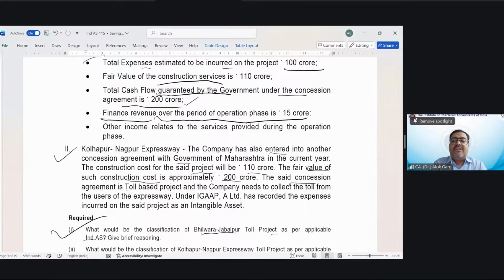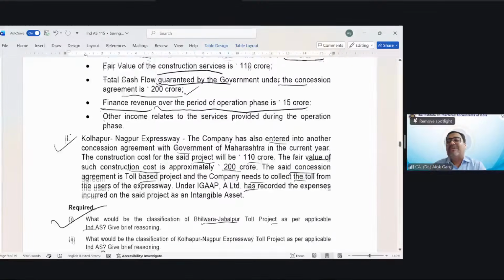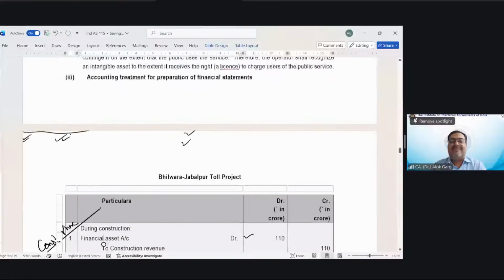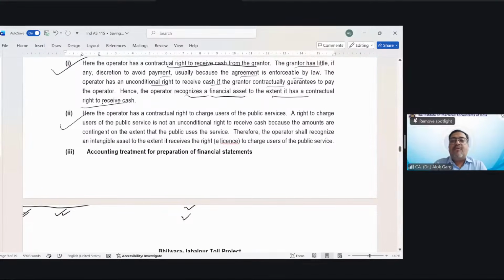The said concession agreement is a toll-based project and the company needs to collect the toll from the users of the expressway. No guarantee. So what is the classification? The classification is intangible asset. Here the operator has a contractual right to charge users of public services. A right to charge users of public service is not an unconditional right to receive cash because the amounts are contingent on the extent that the public uses the service.